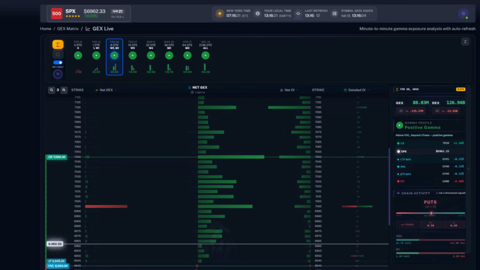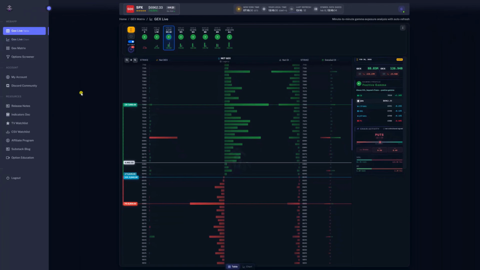So let's talk about the metrics. Before selecting any specific column, it's important to understand that not all metrics describe the same information. Some metrics represent existing positioning, others represent current trading activity like the volume. Understanding the difference between positioning and flow is critical when you want to interpret options data.